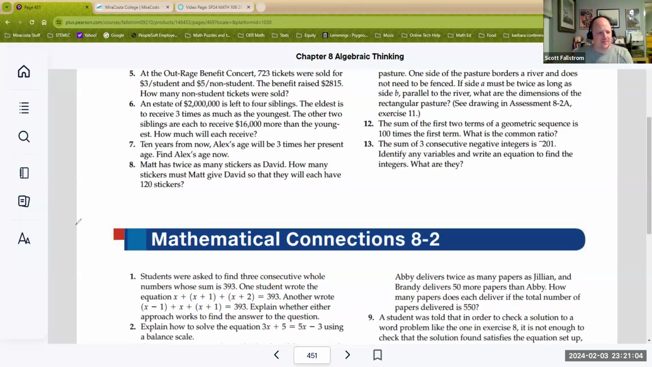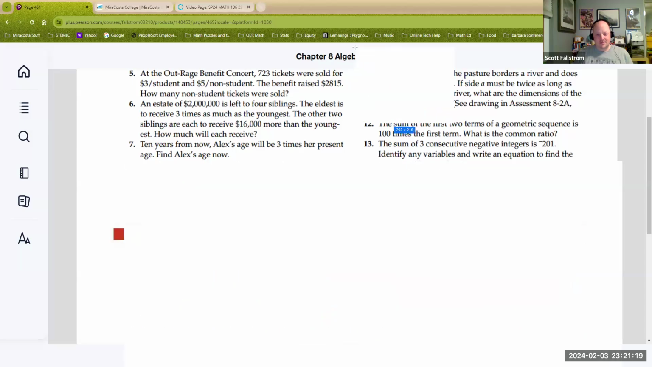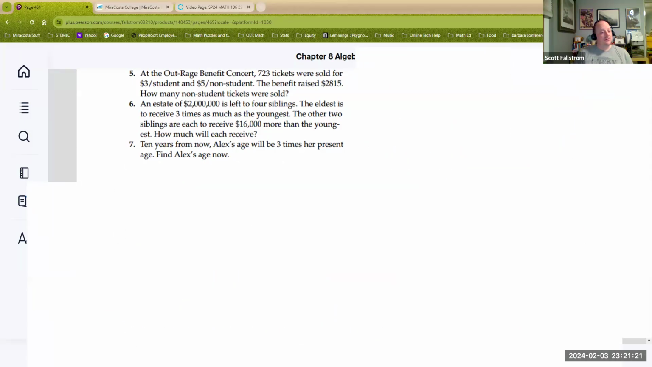Let's see here. Question 7 comes next. 10 years from now, Alex's age will be 3 times her present age. Okay. I know some of you, when you see these problems, you do a little freak out because you've had some anxiety with them in the past. I wasn't there, right? I didn't cause that. So let's just give these a shot, an actual real shot. Okay. So here's the thing. Look at what it's telling you, right? It's like, find Alex's age now. Here's a big hint.